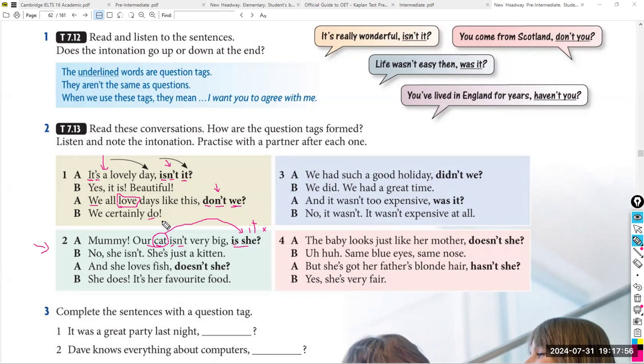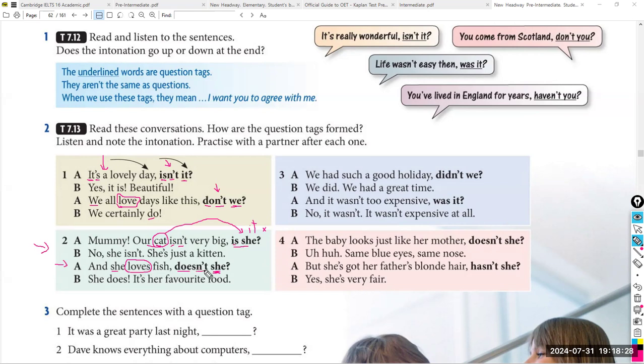Notice these are the examples that we have. And notice here, guys, the example is saying, and she loves fish, doesn't she? Notice that loves is the main verb, and notice that loves is in the simple present. So this is she. I don't have to change the pronoun. Loves is in the simple present because it is main verb. I have to use do, does. And absolutely with she, I have to write does. This is does.